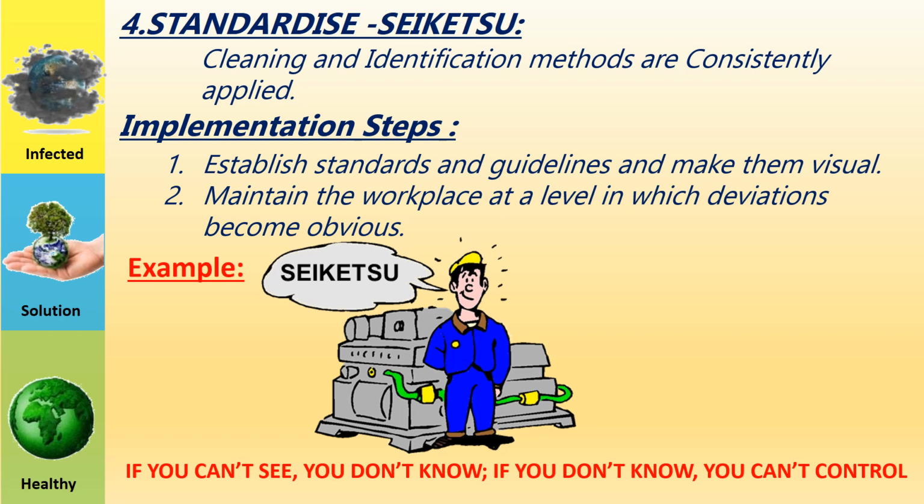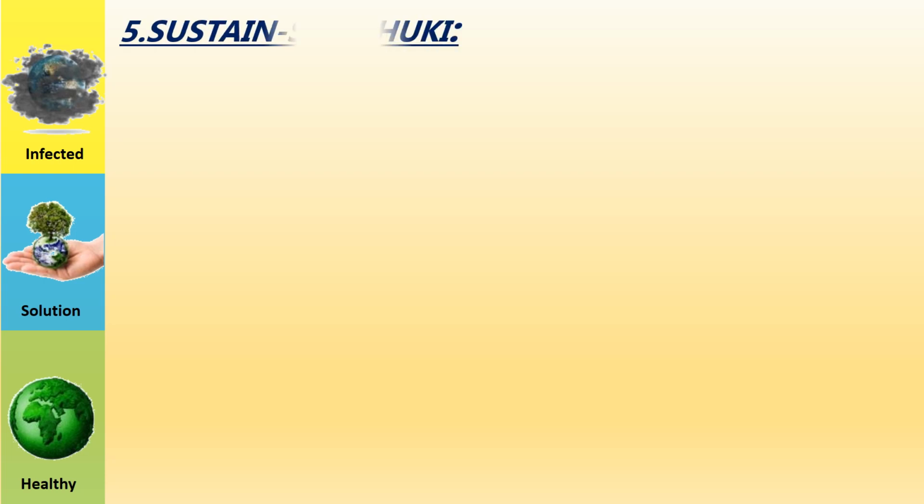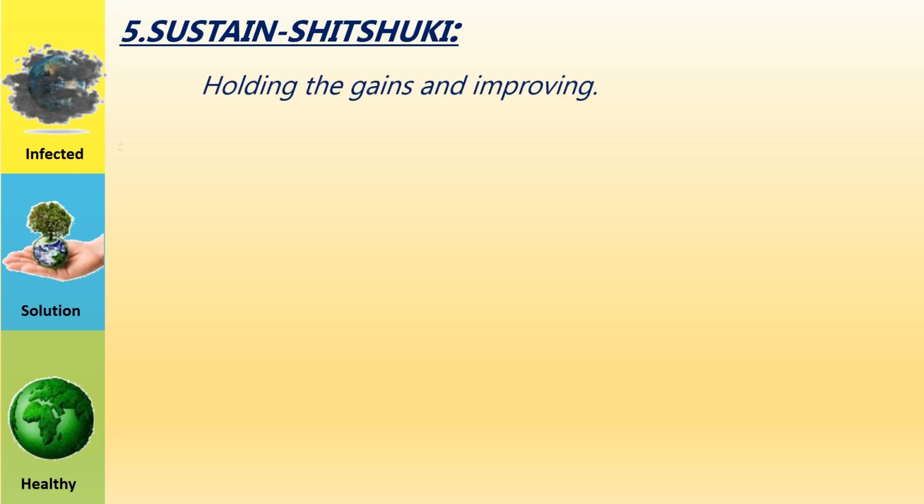This is how the first 3 years we did, but 4 years we didn't do. We couldn't control what we did in the past. Fifth S, Shitsuke, that is sustain. Holding the gains and improving.